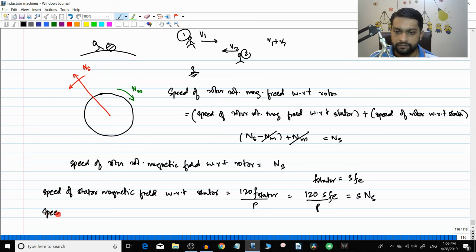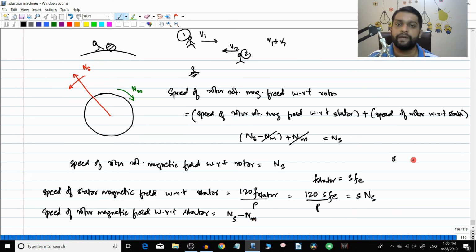Next is the speed of the rotor magnetic field with respect to stator. So this we have already seen, right? The speed of the rotor magnetic field with respect to stator is ns minus nm. Now you know that the slip s is equal to ns minus nm divided by ns. It's a basic relation. So ns minus nm will be equal to s into ns, right? So this is also equal to s into ns. So the speed of the stator rotating magnetic field with respect to stator is s into ns, and the speed of the rotor magnetic field with respect to stator is also equal to s into ns.